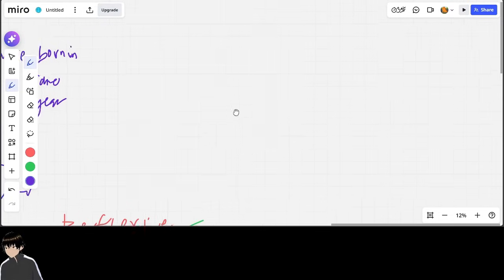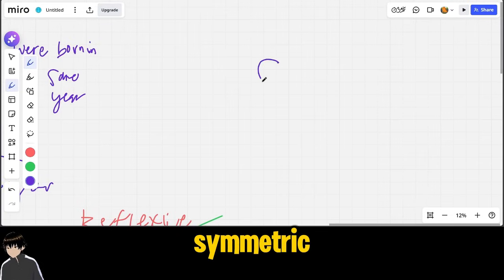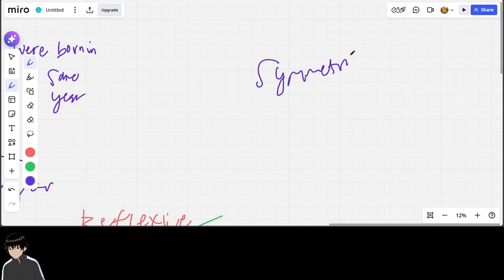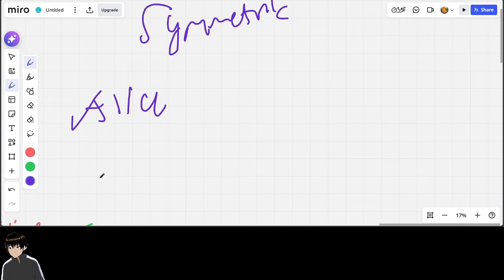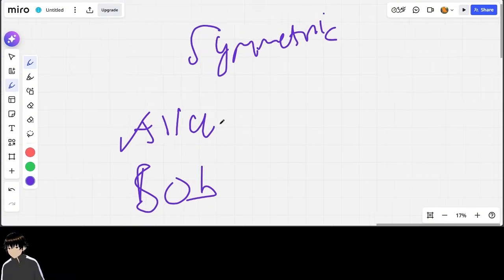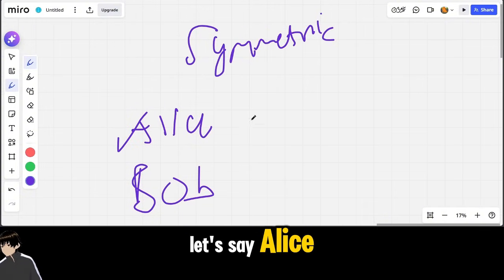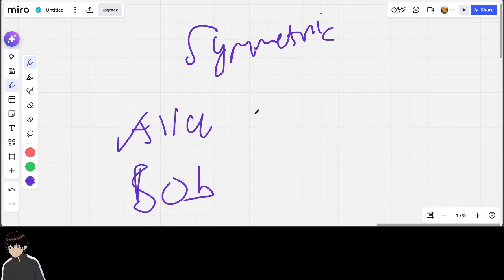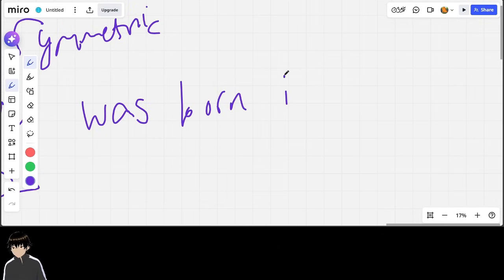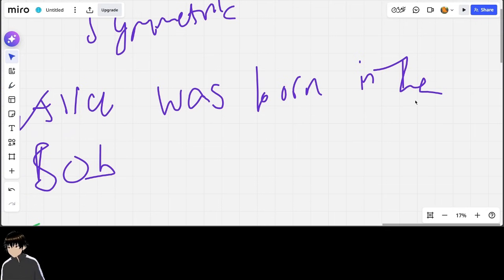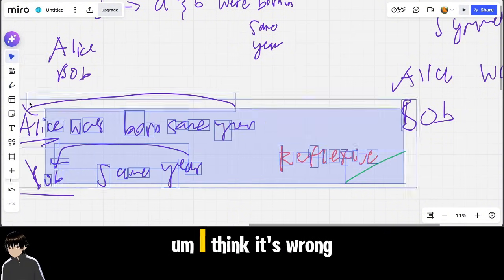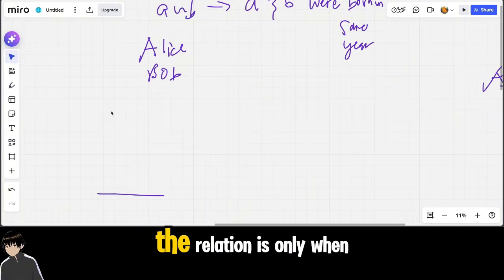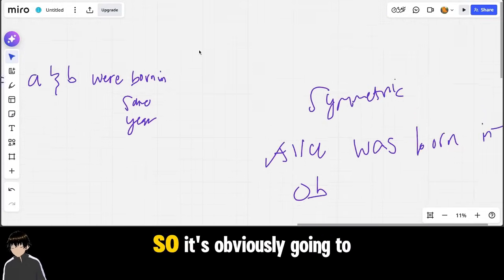How about the symmetric? So if Alice has the same year as, let's say, Alice born in the same year. Okay, so this is actually wrong. I think it's wrong because the relation is only when A and B were born in the same year, so it's obviously going to be symmetric.